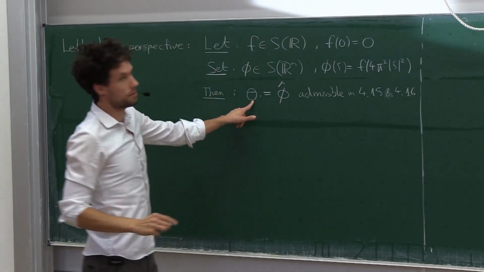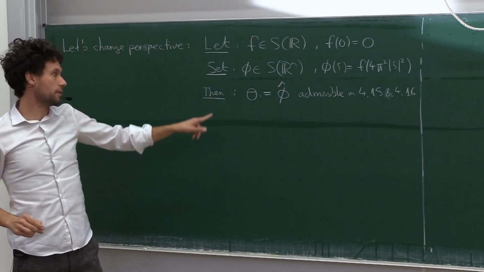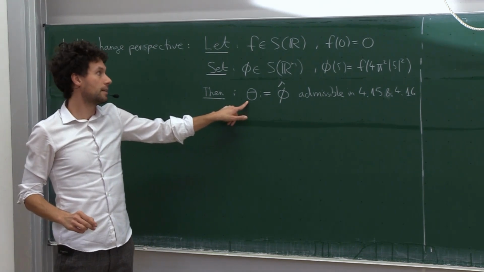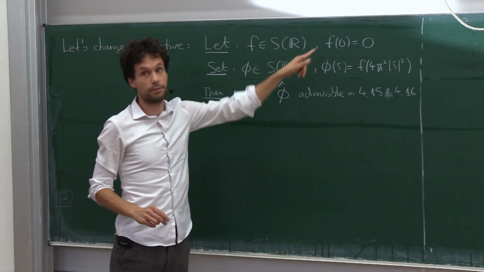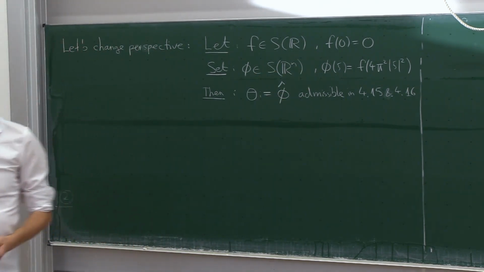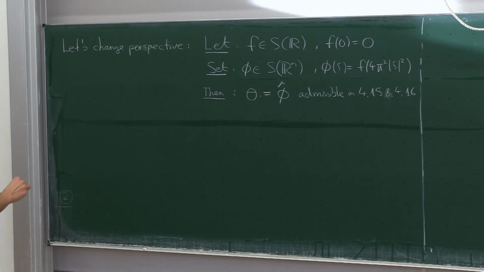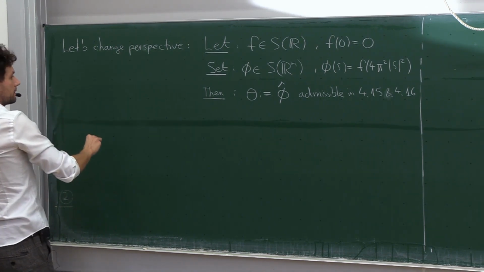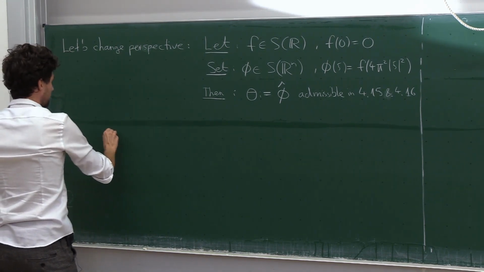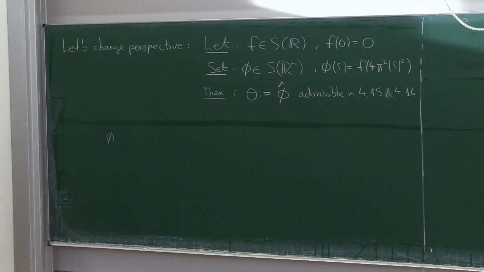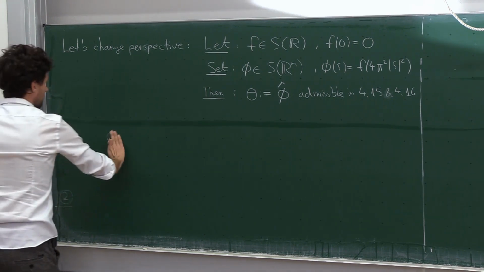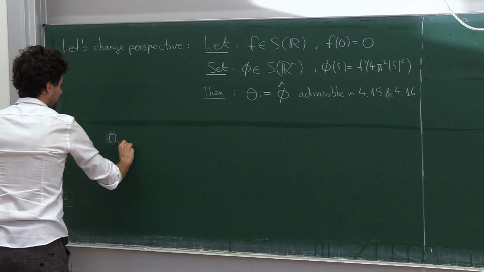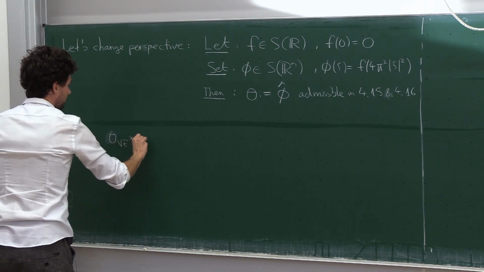Right? Because it's a Schwarz function as a Fourier transform of a Schwarz function, and the Fourier transform of theta is nothing else but phi at 0, and so it vanishes. So this guy is admissible. And the observation is now, what are these integrals that I'm looking at when I write the reproducing formula?